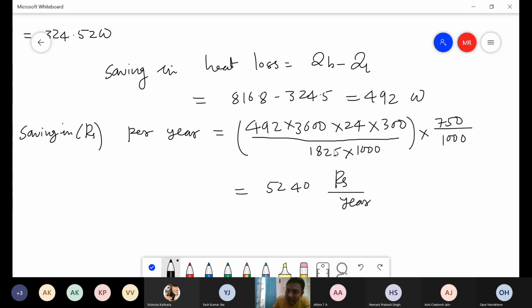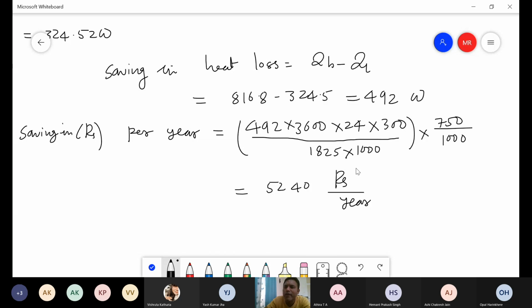So the latent heat of the steam is given as 1825. I have divided by the latent heat of steam, 1825, which is given in kilojoule per kg, so that is why I have multiplied by 1000. This bracket is going to give me the amount of steam that would have condensed if I wouldn't have saved this much heat loss. Is it clear? Now the amount of steam condensed I have obtained.